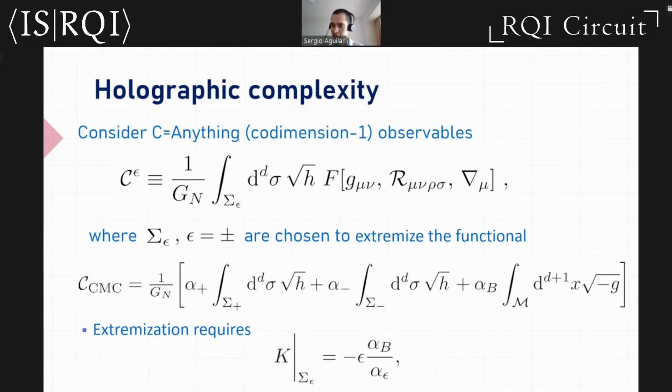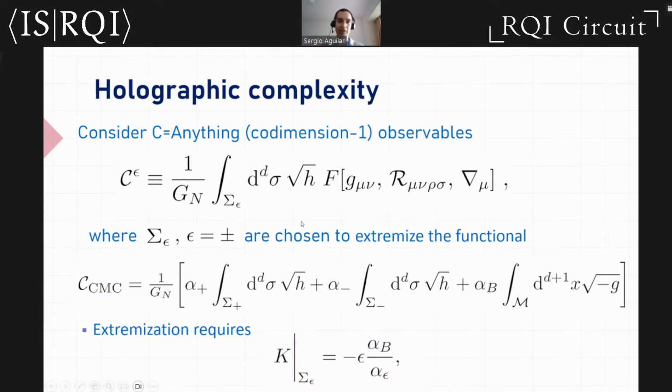Okay, this is the second part of the talk, which is about complexity. Basically, we study different codimension-one observables, since there are many hints that they may have a representation from the complexity of some quantum circuit that might be dual to what we're calling a holographic complexity in the bulk. And this is the particular type of observables that we studied in this case.